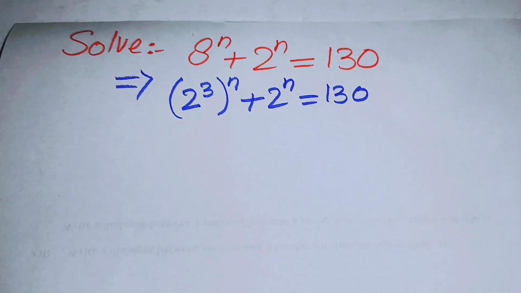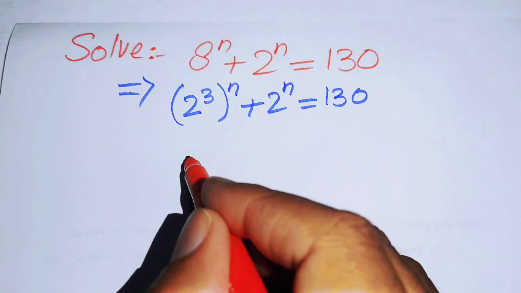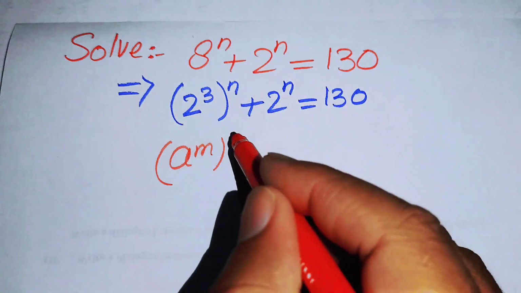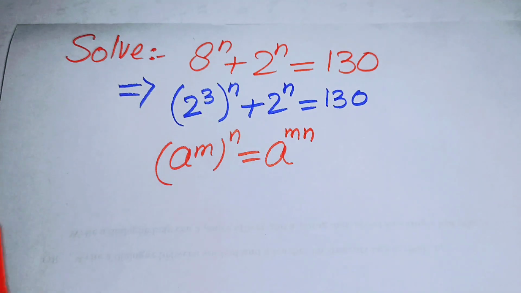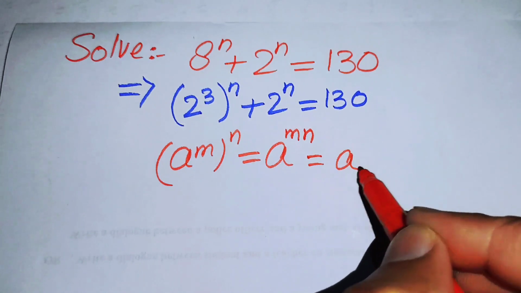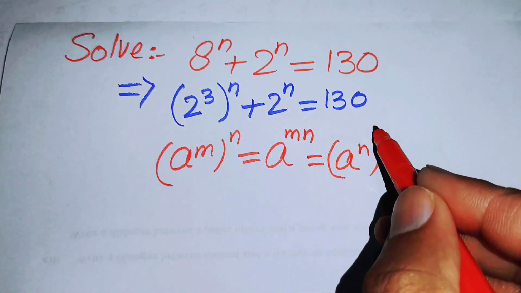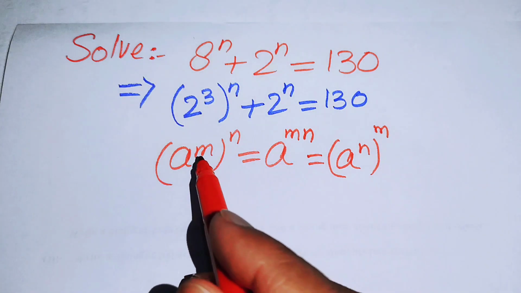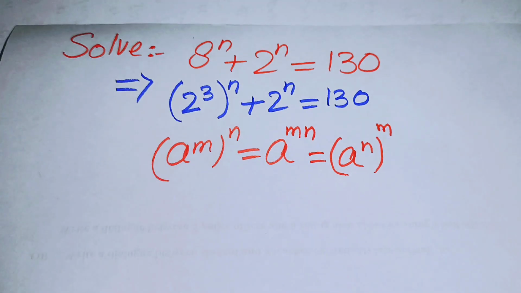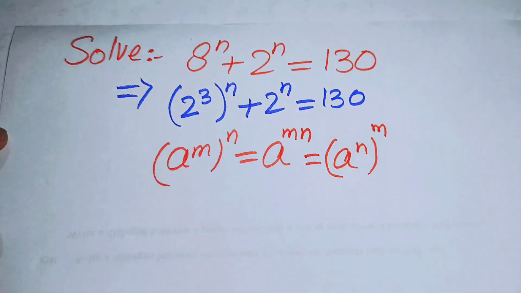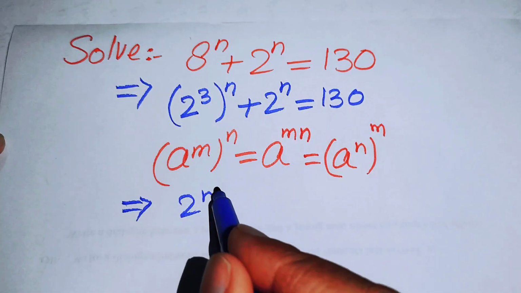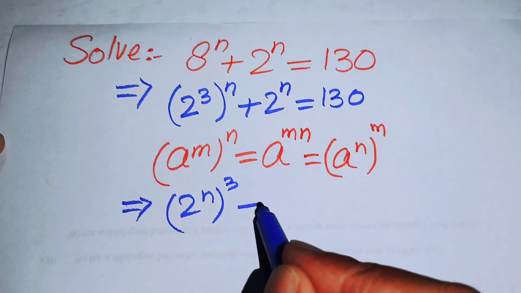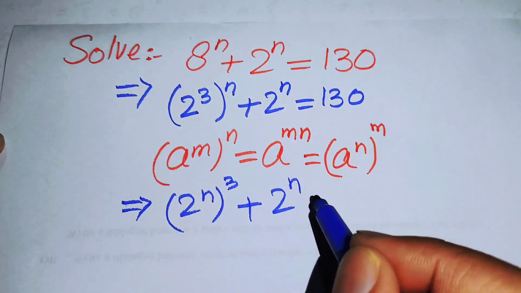If we have a to the power of m and its whole power n equals a to the power of m times n, or we can write it as a to the power of n and its whole power m. So it means that if you interchange these two exponents, it does not affect the final answer. So here we need to interchange these two exponents, and we will write it as 2 to the power of n and its whole cubed plus 2 to the power of n.